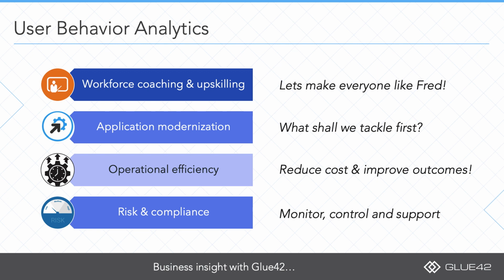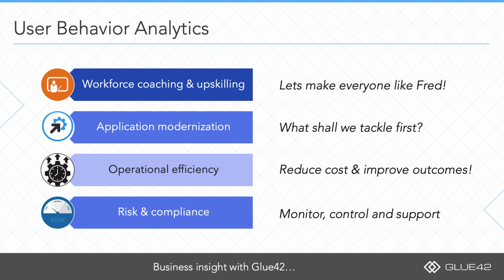Now, they might be right. The fact is, where are they getting their evidence of usage from? Well, if you wanted, you can deploy the UBA components within Glue42 before you actually start an integration project. So you can actually build hard evidence to build a business case for integration and operational change.